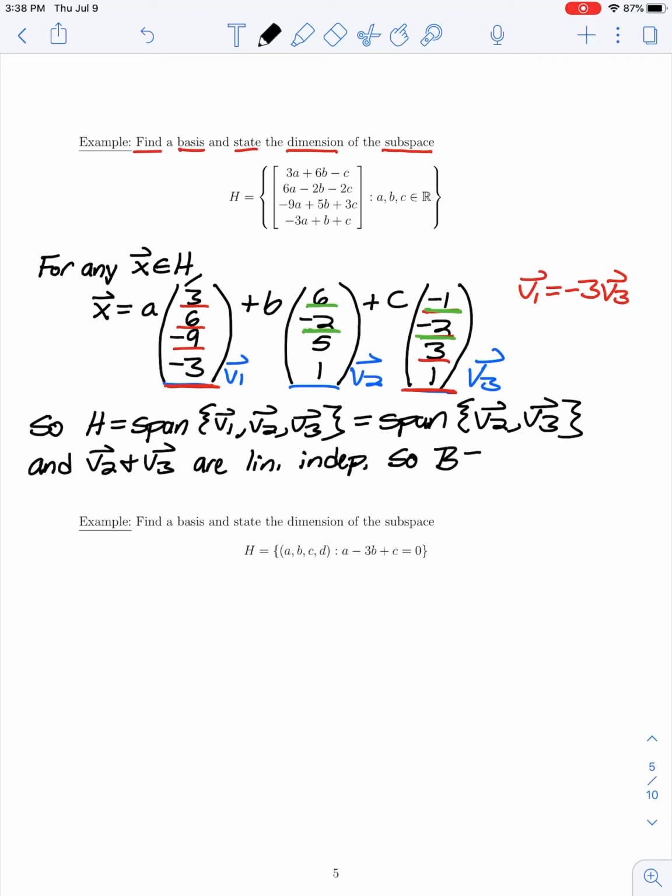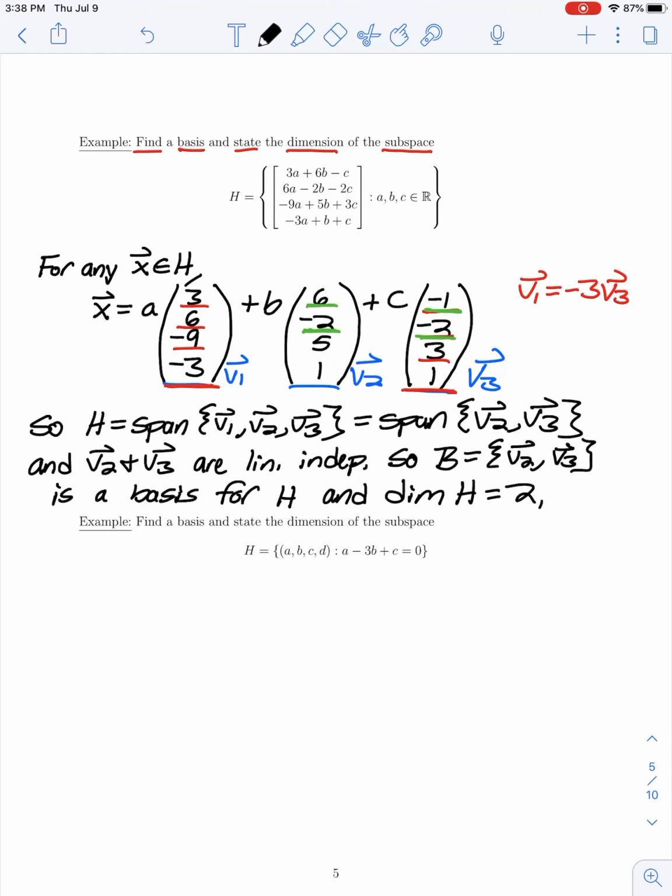So the set B, consisting of V2 and V3, is a basis for this subspace H, and since there are 2 vectors in this basis, the dimension of our vector space, which was H, is equal to 2. All right.